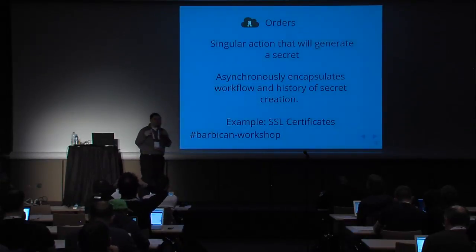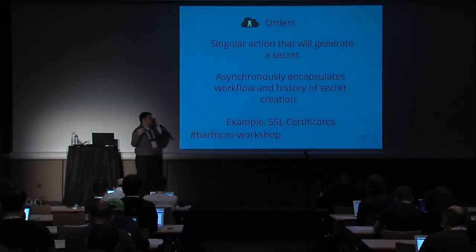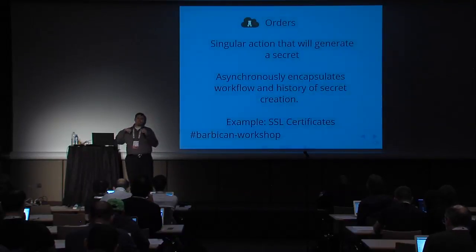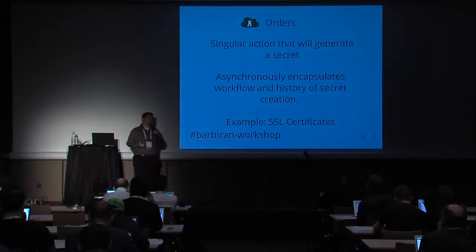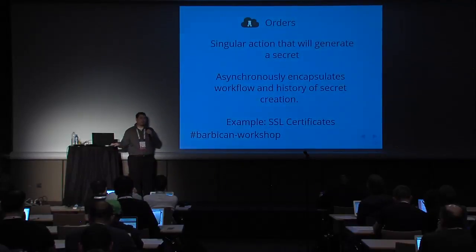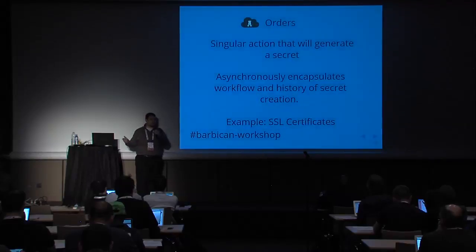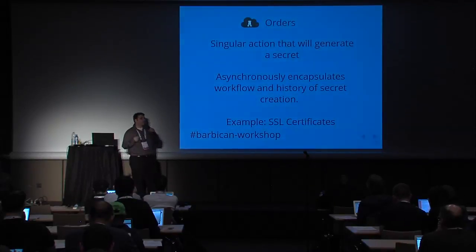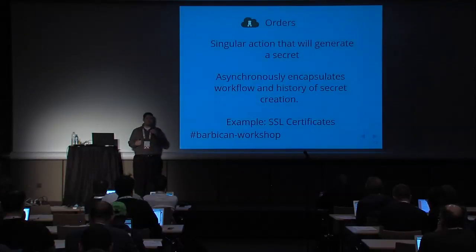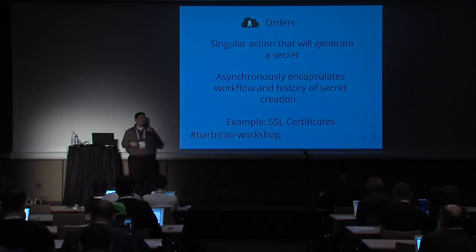Exactly like I was mentioning before, it's an asynchronous operation. So it encapsulates the entire workflow and the history of the secret creation. Oftentimes, say if you're creating an SSL certificate, that is a long-term process that might span anywhere from a few minutes to days to weeks, depending on the certificate you're getting and from what CA. But with it being an asynchronous type of creation, it allows Barbican to interact with a certificate authority or an HSM or whatever provider on the back end to create your secret, in a potentially lengthy process.